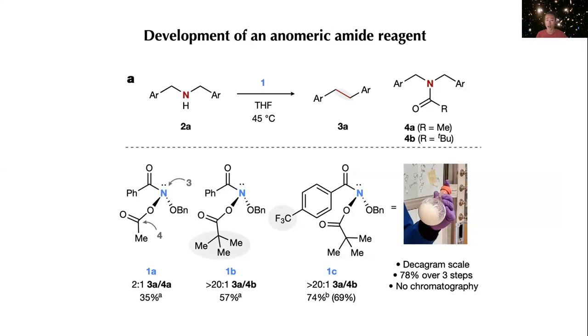So to get into their experiments and the process, they actually started with a simpler version of the reagent. This is our reagent 1C. They started with this one, we'll just call 1A. They synthesized this, and then they reacted it with a model substrate, 2A. Here's your secondary amide. And they got a decent result. They got a 35% yield of this nitrogen deleted product, but they also got a significant amount of this side product, this acetamide molecule. So to deal with that, they synthesized 1B.